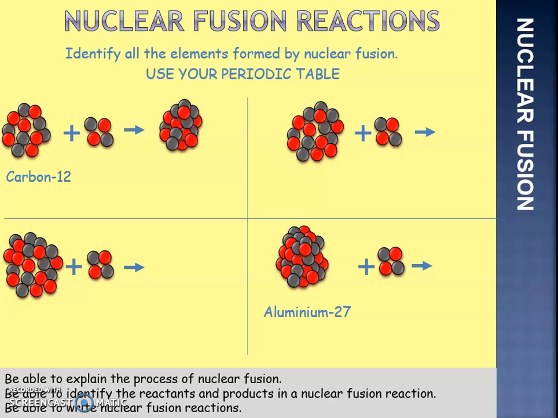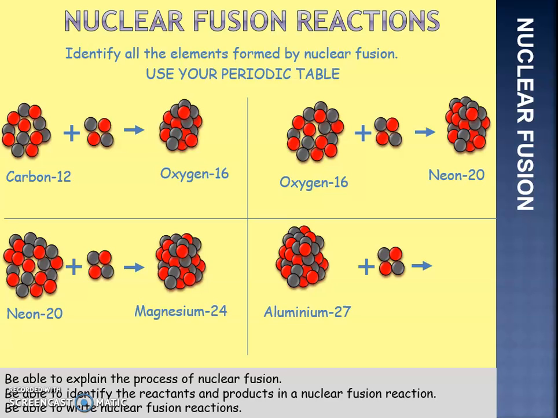Okay, for the first one then. Carbon and helium fuse together to form oxygen-16. The second one, that's oxygen-16, which fuses with helium to form neon-20. Neon-20 would then fuse with helium to form magnesium-24. And aluminium-27, which I've given you there, fuses with helium to form phosphorus-31. Again, the neutrons and protons balance each side on that one, so you've got to make sure you've got the same on each side of the arrow.